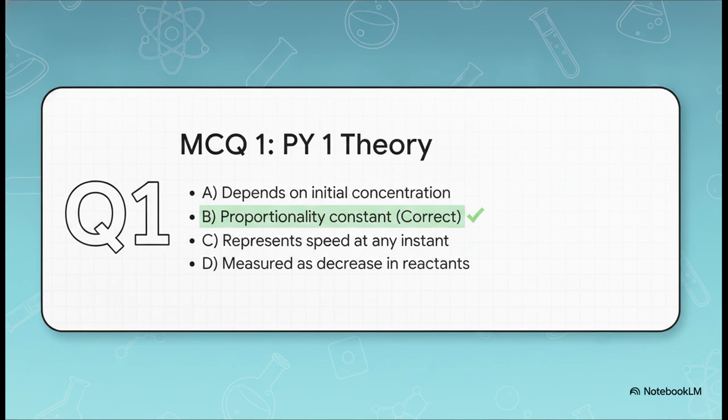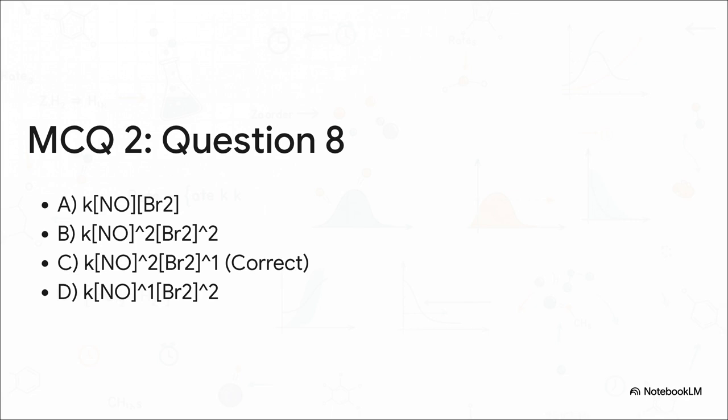It's a proportionality constant. MCQ 2, based on question 8, what is the correct rate law if a reaction is second order in NO and first order in Br2? A, k[NO][Br2]. B, k[NO]^2[Br2]^2. C, k[NO]^2[Br2]^1. D, k[NO]^1[Br2]^2. Remember, you just take the words and turn them into exponents. Do you have it? The answer is C, k[NO]^2[Br2]^1.